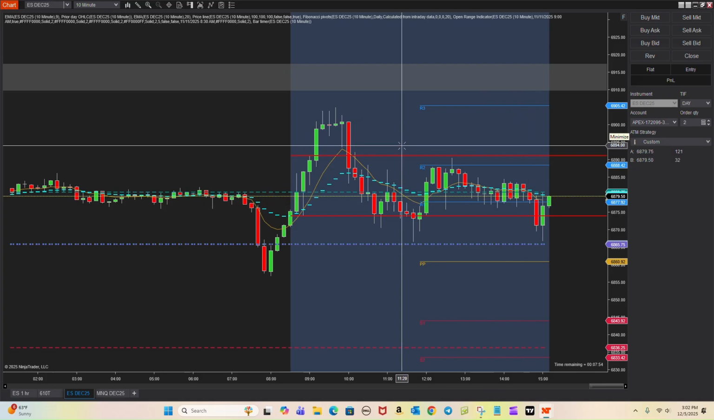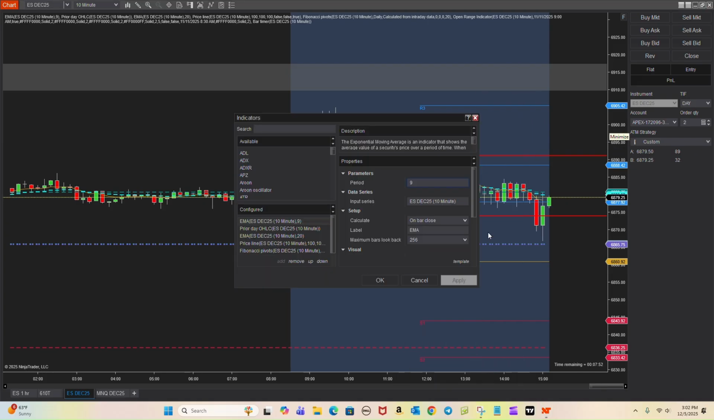Let me go over the setups here. Here are my indicators. I've got two EMAs, the 9 and the 20. Open, high, low, close. Got the price line, Fibonacci pivots, which are these blue and red. The opening range, which is highlighted, that's New York. And my bar timer down here.